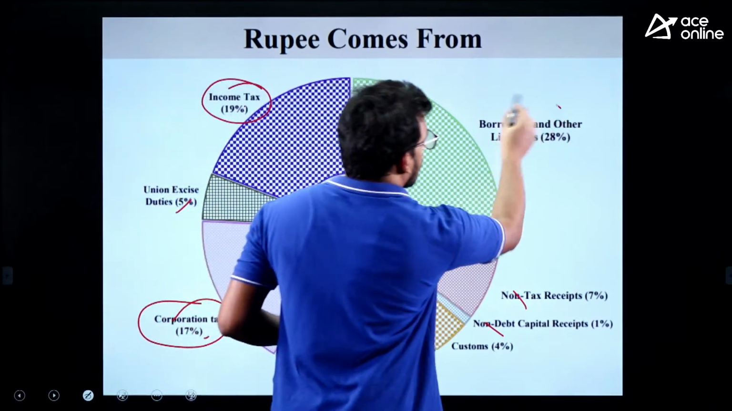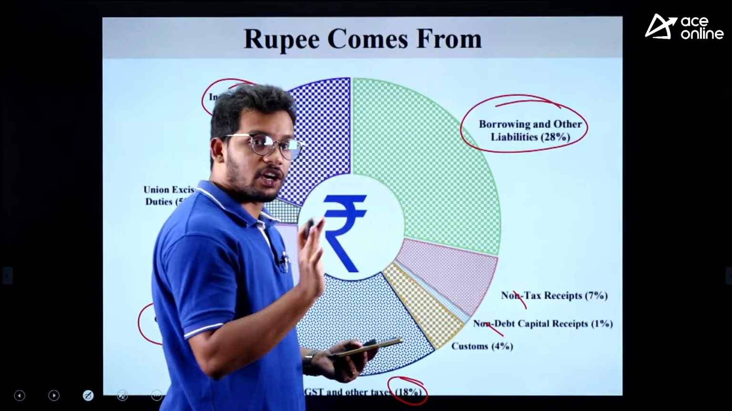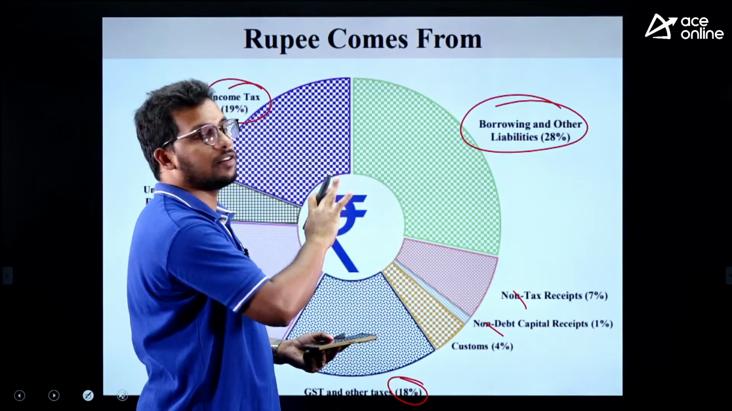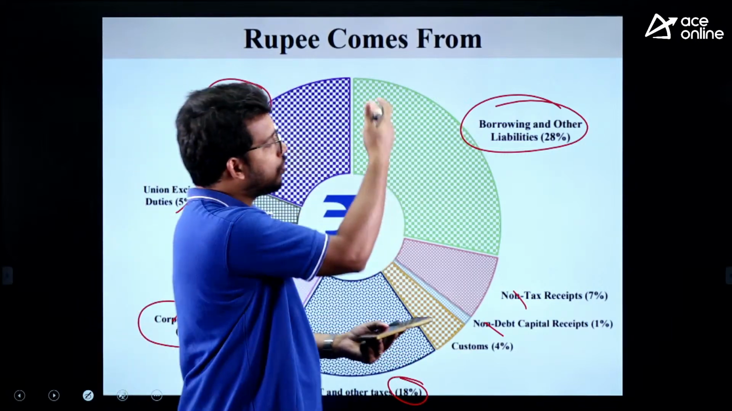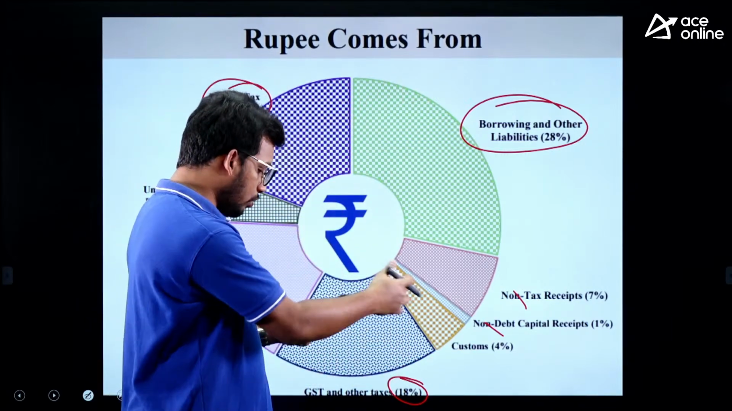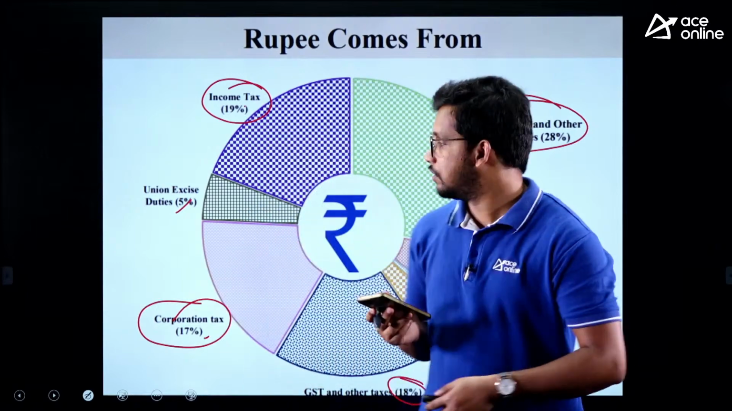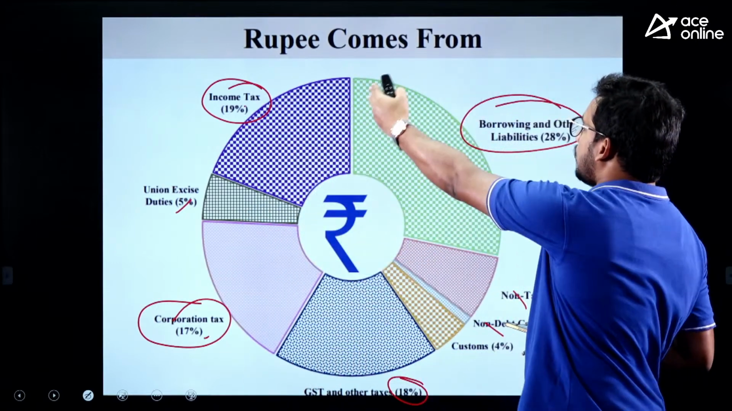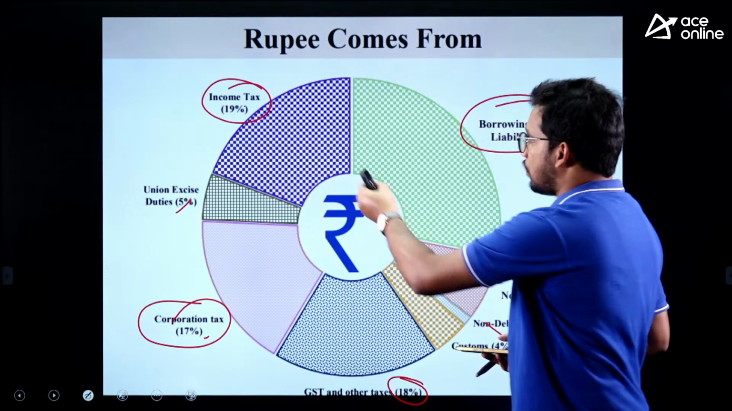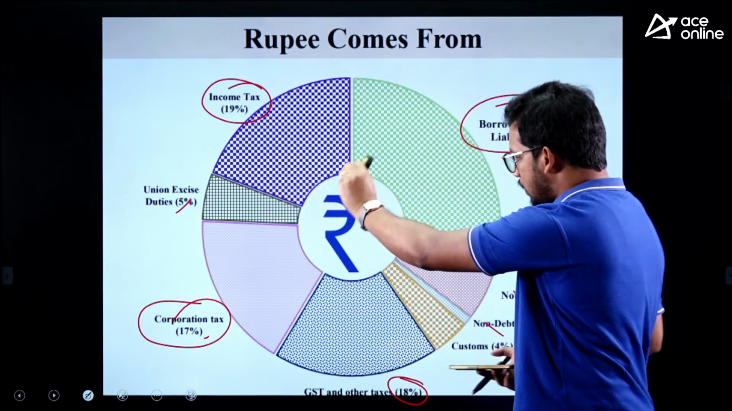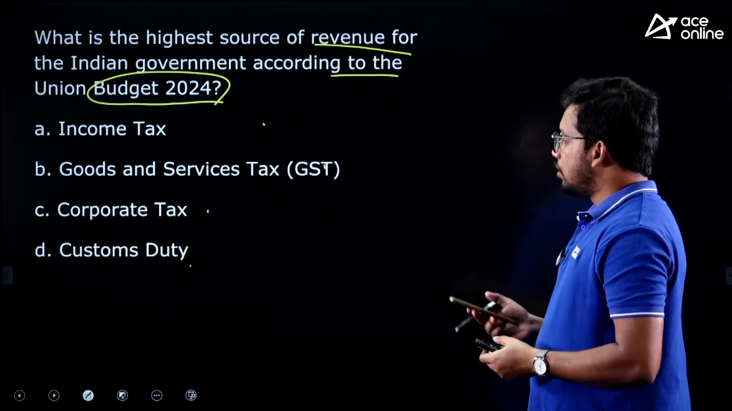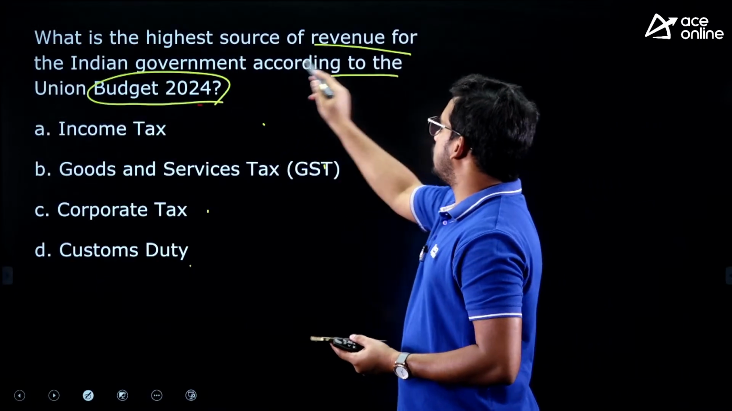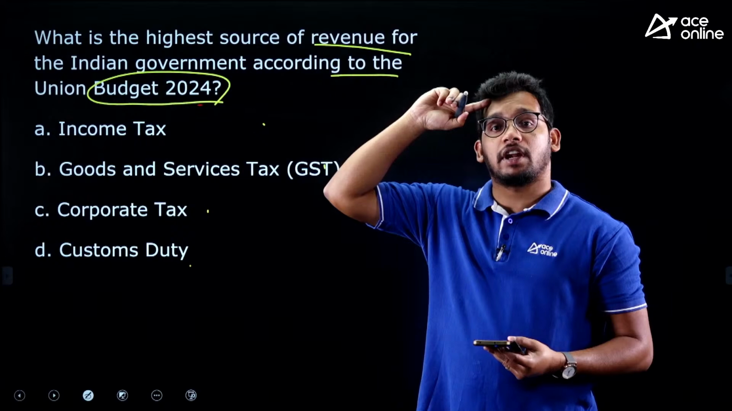And borrowings and other liabilities are not revenue, but a debt of the government, which is not part of revenue. So you can eliminate that completely. So now tell me, what is the answer for this? We have seen where the rupee comes from. How much revenue is coming for the government? Is it income tax or GST or corporate tax? According to this budget, which one is the highest source of revenue for the government?